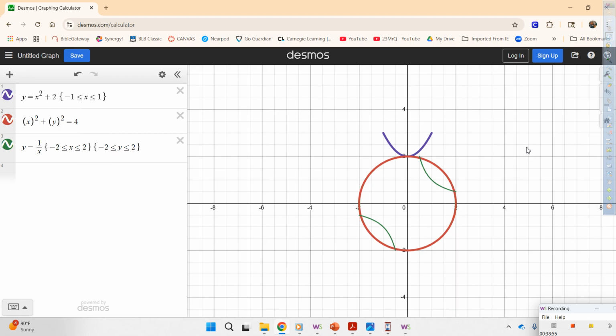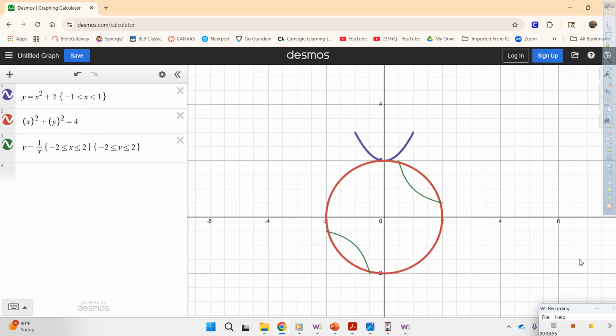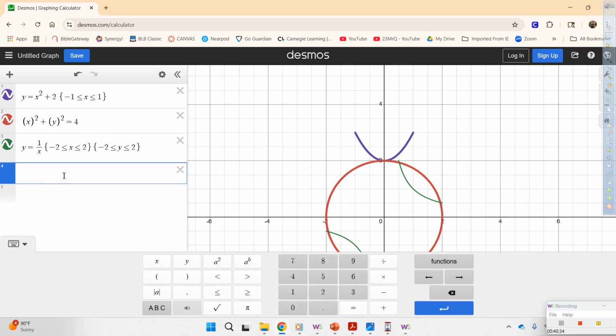Okay. So, with that said, I'm going to give you a little bit more time. I want you to add one more function. I already have a quadratic. I have a circle. I have a rational. Add a cubic and see what it does, and then do a domain for that one. Change the color.